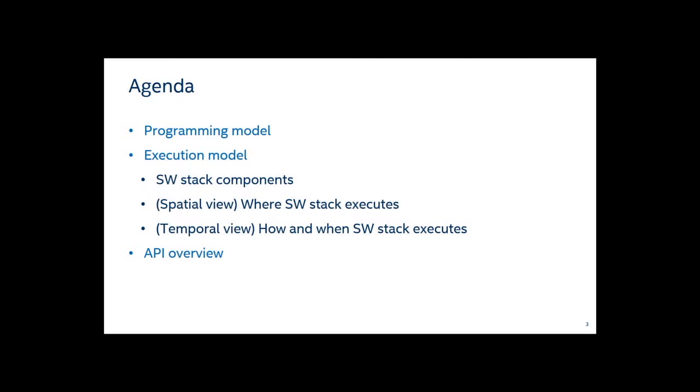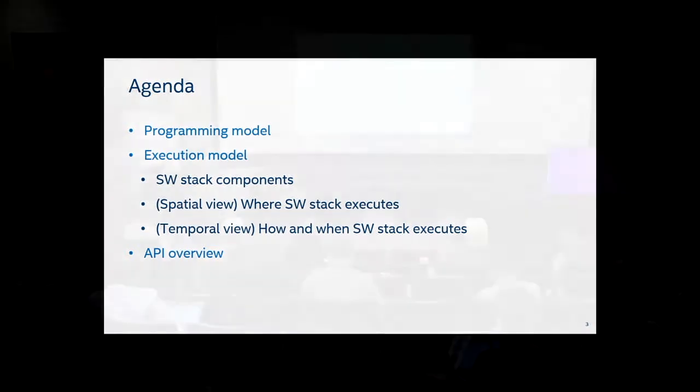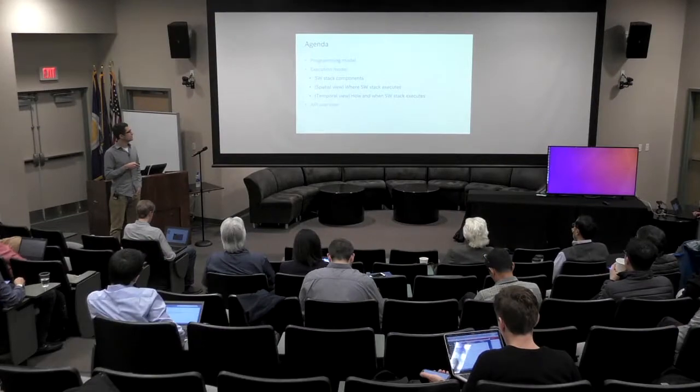execution model. So where do the different components and the software pieces that you write execute on our hardware stack? And then also, how do these software components execute in time? And finally, I'll give you another brief overview of the various API components. So what does it look like for you when you use the system, and what are some of its key features?